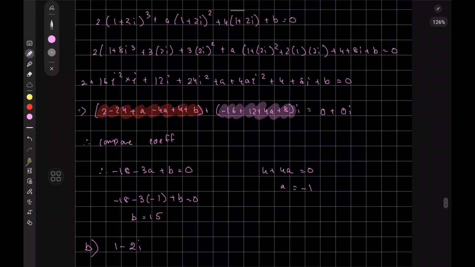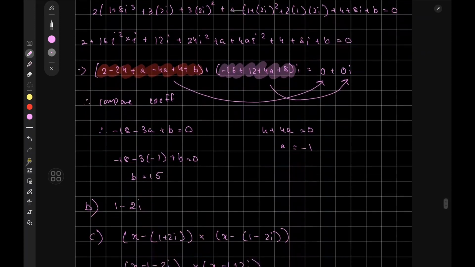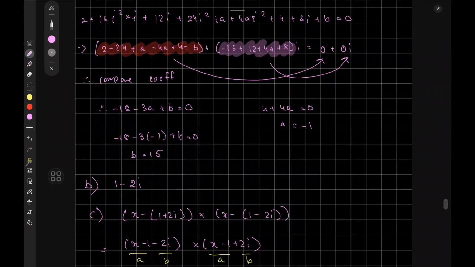So after you take all the real values on one side and the imaginary values on another side, you can say this is equal to this and this is equal to this. After you simplify, minus 18 minus 3a plus b is equal to 0. This is one equation. The other is 4 plus 4a is equal to 0. So now you have a equals minus 1. Plug that in over here and you get b equals 15. So you get the answer for both of the coefficients.